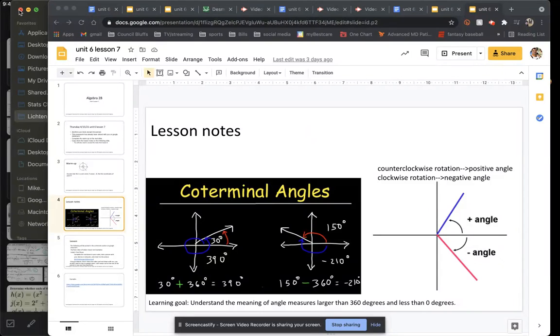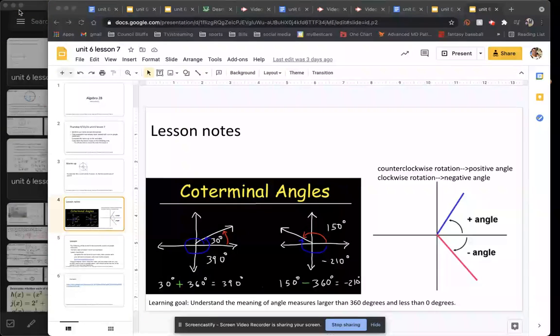Okay, for lesson 7, we're going to talk about the concept of coterminal angles, and that is in your lesson notes today. For most of our examples so far, we've been solely focusing on angles between 0 and 360. It turns out you could have angles larger than 360. You could also have negative angles. Okay, so when you have two angles that end at the same spot, we call those coterminal angles.